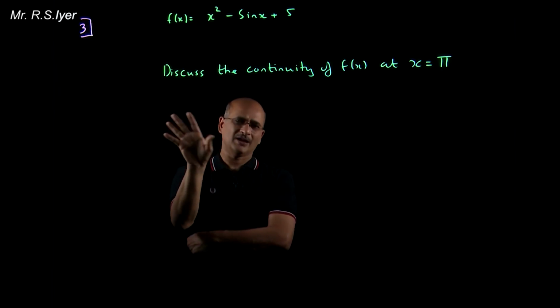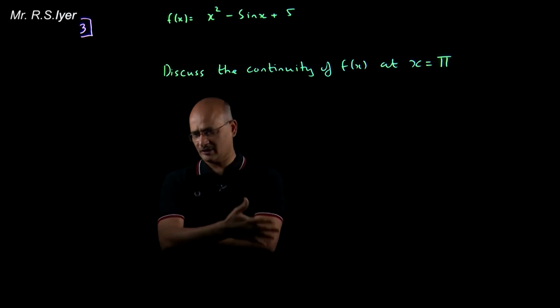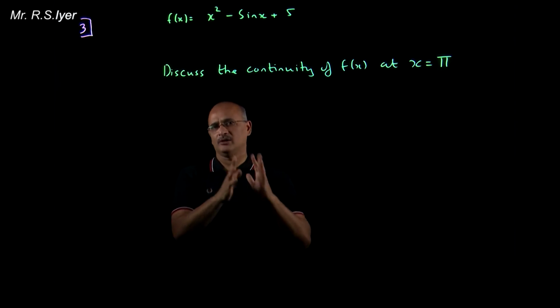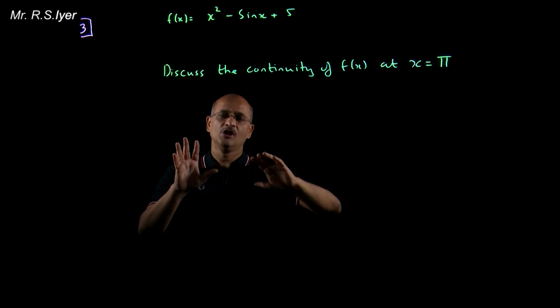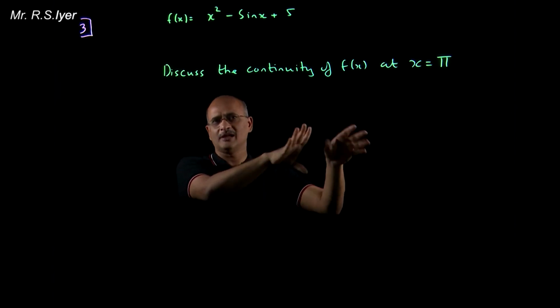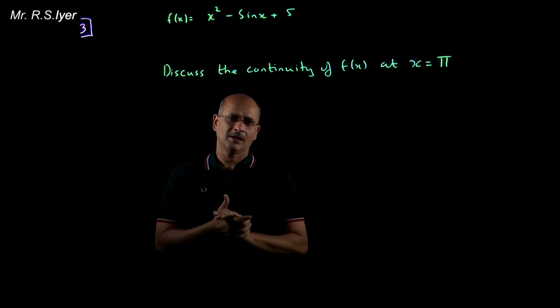So pi is some value, don't worry about it. It is 180 degrees, or whatever in radians. At x equals pi, you need to find whether the function is continuous. So there is only one single function. So whether it is the left hand limit, right hand limit, anything, you have to consider the same function because the function is not given in pieces.